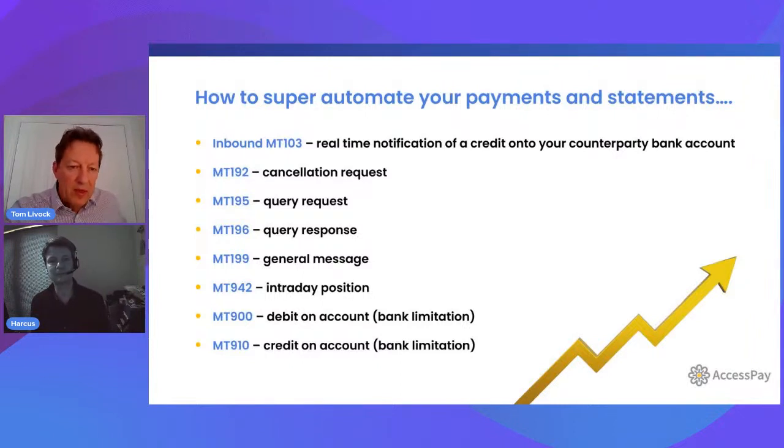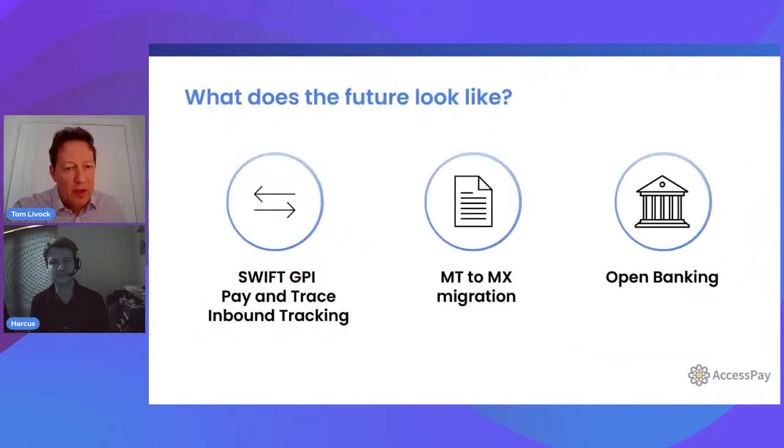You've obviously hinted at this, and you also mentioned MT199s. So let's move on to what the future looks like. Obviously, Swift GPI has been around now, I think, since about 2017. And there are two parts to Swift GPI, as it mentions here. One is pay and trace, and the second is inbound tracking. So firstly, what does this actually mean? What is Swift GPI, and what's the difference between pay and trace and inbound tracking?